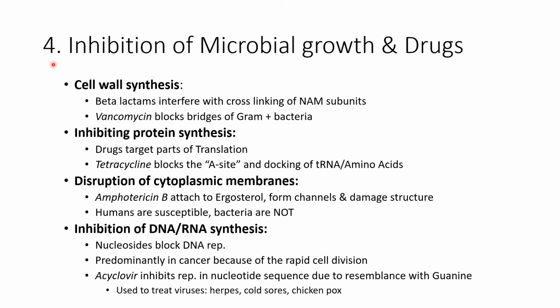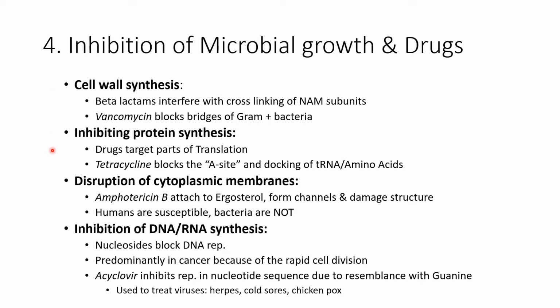Question 4 addresses the drugs that inhibit microbial growth from 4 categories. The first category would be inhibition of cell wall synthesis. This occurs when beta-lactams interfere with the cross-linking of NAM subunits. Vancomycin would be an example of this because the drug works to block the bridges that link NAM subunits in gram-positive bacteria.